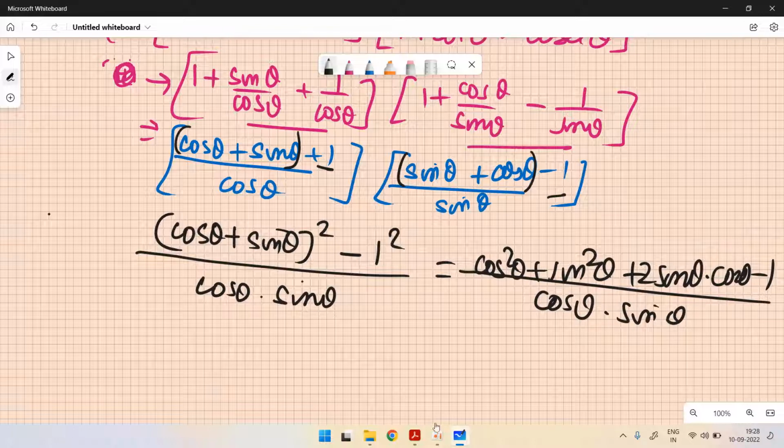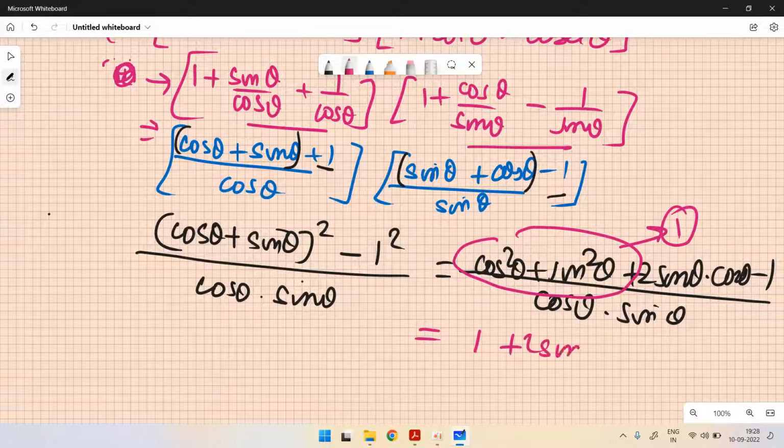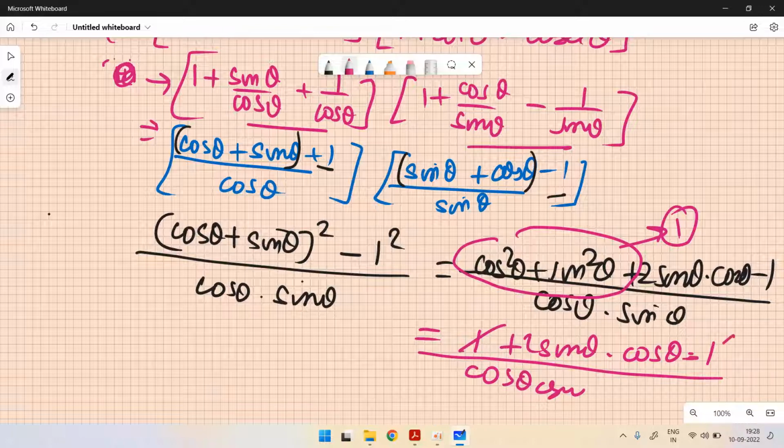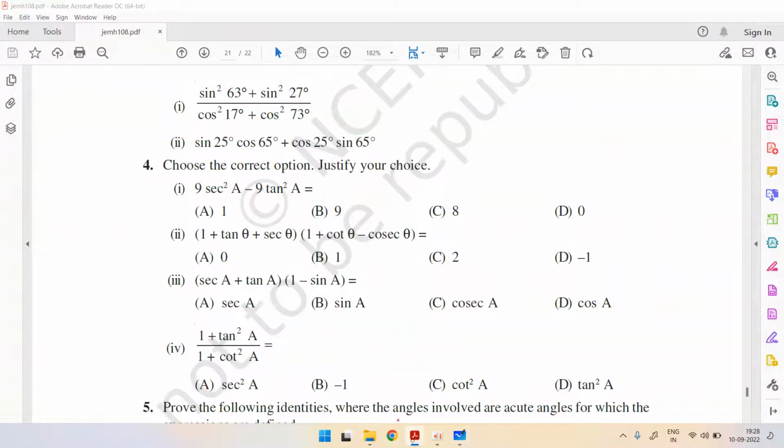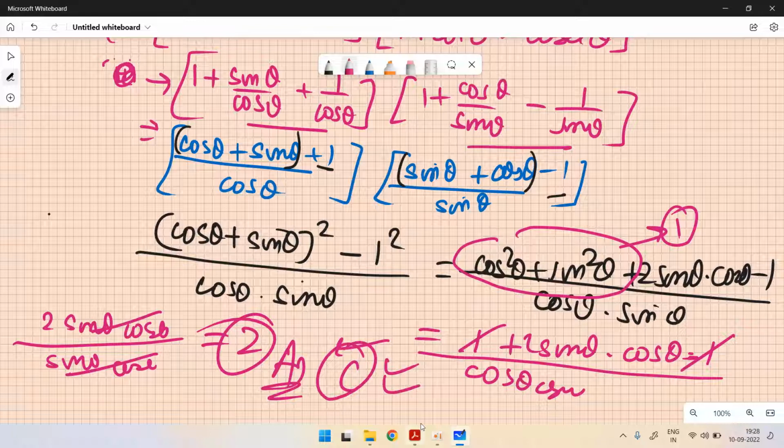Now you know that cos square theta plus sin square theta is 1. So you can write it as 1 plus 2 sin theta cos theta minus 1 by cos theta sin theta. The plus 1 and minus 1 get cancelled, and the expression becomes 2 sin theta cos theta upon sin theta cos theta. The sin theta cos theta cancel, and the answer is 2. And if you see, option 2 is C, so C is your correct answer.